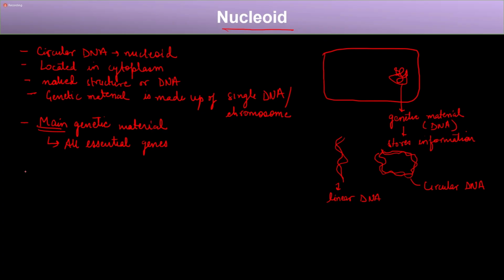Okay. One more thing that is important to know for now is that the nucleoid does not have histone. So what are histones? Histones are a special kind of proteins, right? These are the proteins on which the DNA is wrapped. But in the case of the prokaryotic cells, the nucleoids do not have histone proteins. So it is present in the form of a naked DNA. Okay, so this is the nucleoid that we studied. It is considered as the main genetic material of a prokaryotic cell.